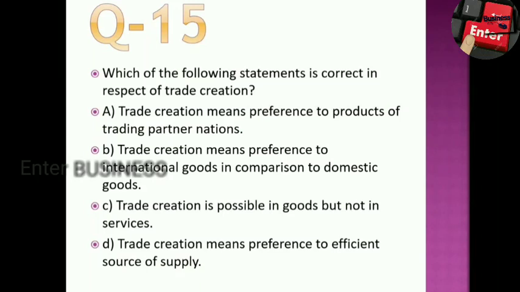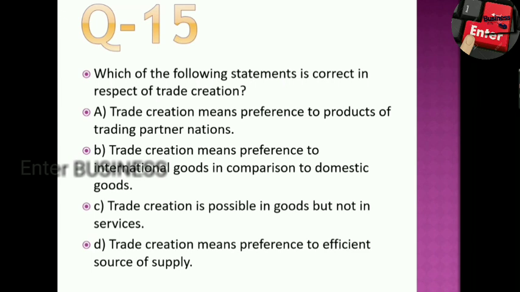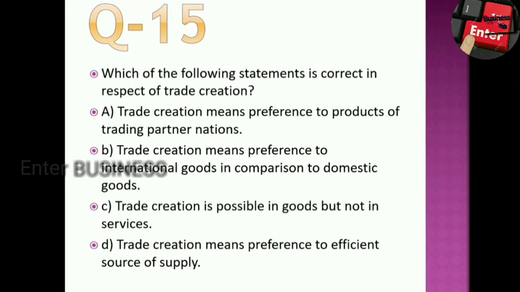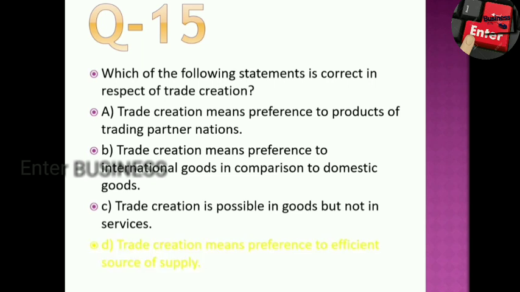And the next one is, which of the following statements is correct in respect to trade creation? Option A, trade creation means preference to products of trading partner nations. Option B, trade creation means preference to international goods in comparison to domestic goods. Option C, trade creation is possible in goods but not in services. Option D, trade creation means preference to efficient source of supply. So the correct answer is option D. Trade creation means preference to efficient source of supply.